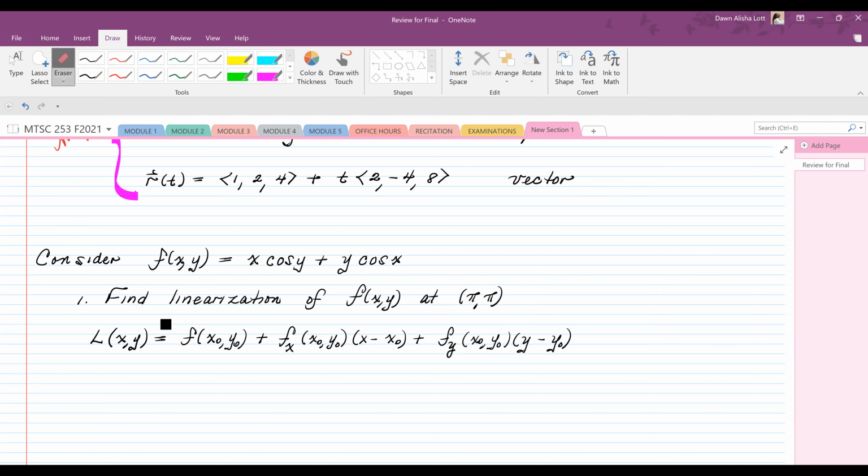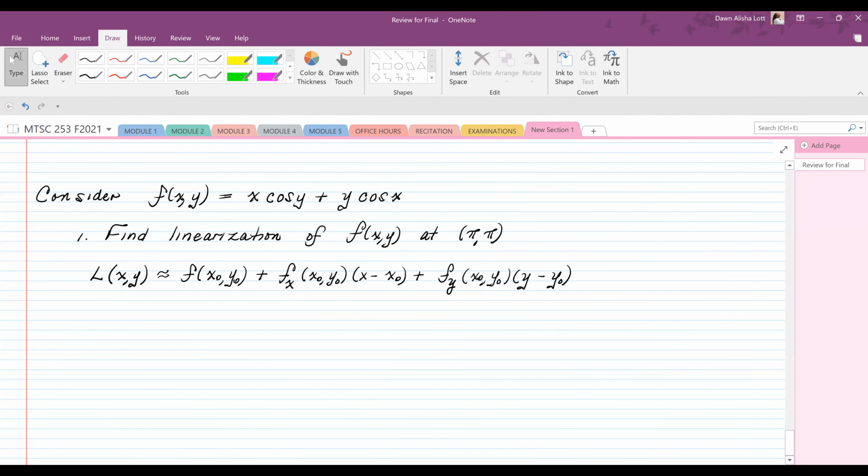It is a function that gives you an approximation. If you remember in calculus 1, when you knew the value on the tangent line, I could linearize about the tangent line and take an approximation for what the function actually is. So instead, we're doing the same thing, but with the tangent plane. So we're linearizing. You need to find each one of those things at the point. So x naught, y naught here is the point pi, pi. So you need to find f of pi, pi.